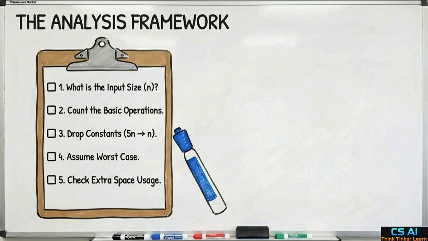Third, drop constants. In Big O, we only care about how the algorithm scales. An algorithm that does 5n operations is simplified to O(n). Fourth, assume worst case. We always analyze the worst case scenario. If you're searching, assume the item is at the very end. Fifth, check extra space usage. Finally, look at how much additional memory your algorithm uses beside the original input. Follow these 5 steps and you'll be able to confidently analyze the code you write.